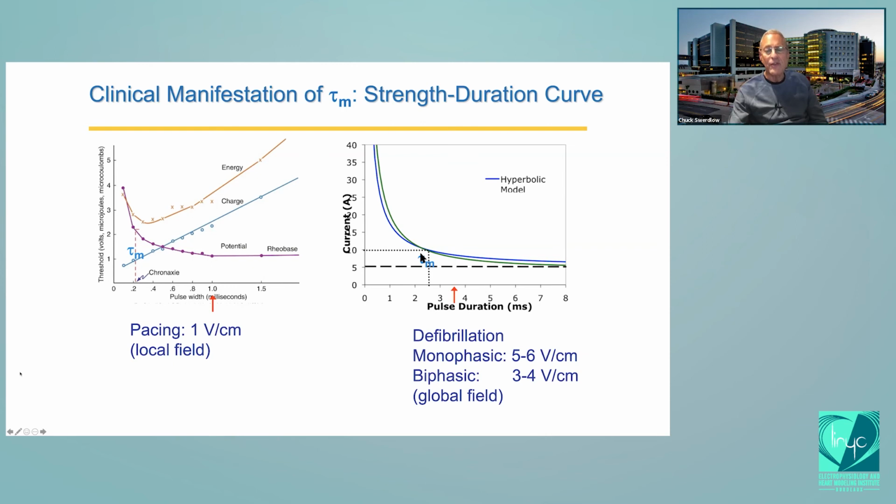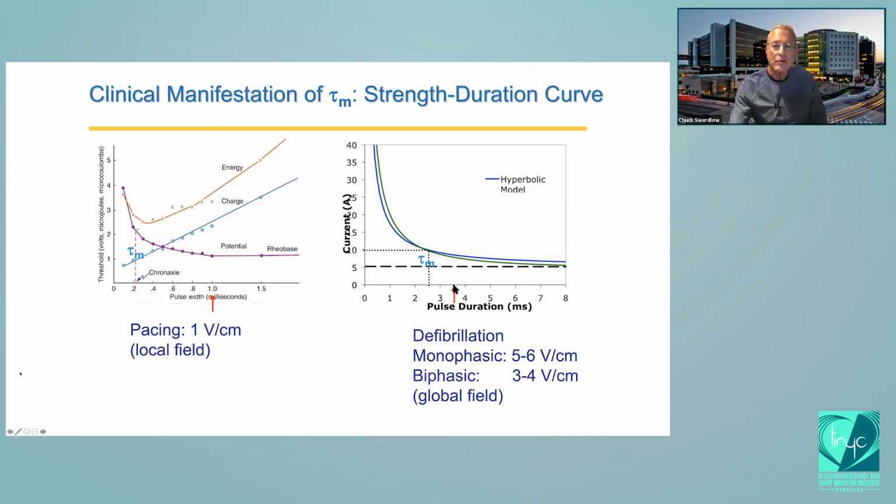But the time constant for defibrillation is roughly 10 to 15 times the time constant for pacing, right? It's 3 or 4 milliseconds as opposed to 0.2 or 0.3 milliseconds. So we want to deliver pulses that are 10 or 15 or 20 times as long, right? 3 to 5 millisecond phase one duration.